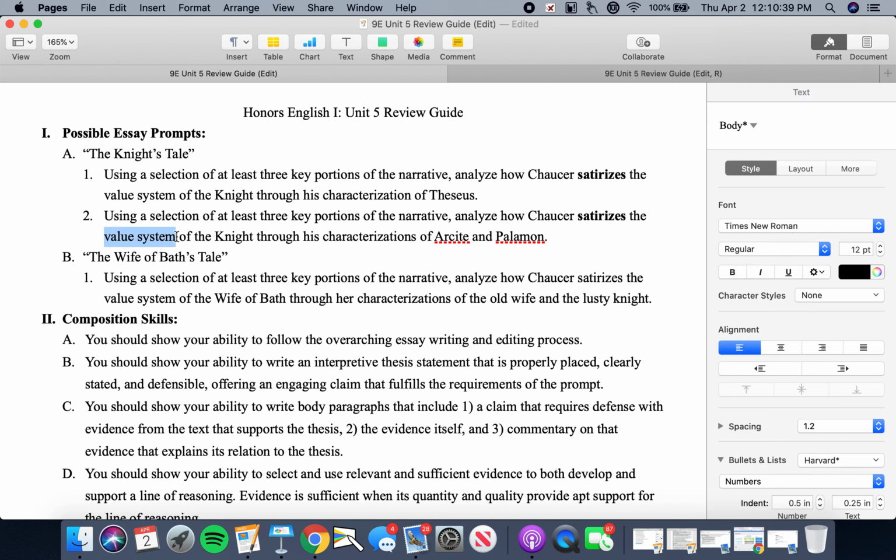Okay, now the prompt for the Wife of Bath's tale, again, same basic logical structure, same basic kind of thesis that you would need to construct, except for the subject of the essay changes. All right, we move from investigating the knight's value system and the ways in which Chaucer satirizes the knight's value system to the Wife of Bath. All right, and the primary entities of the Wife of Bath's narrative that I want you to focus on are obviously the wife, the old wife, and the lusty knight. Okay?